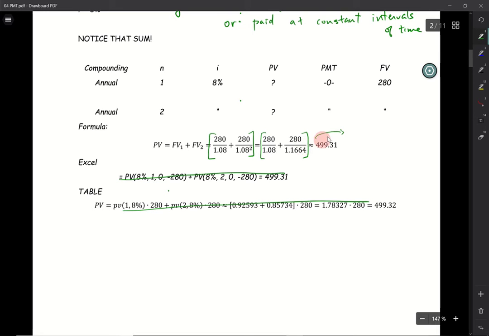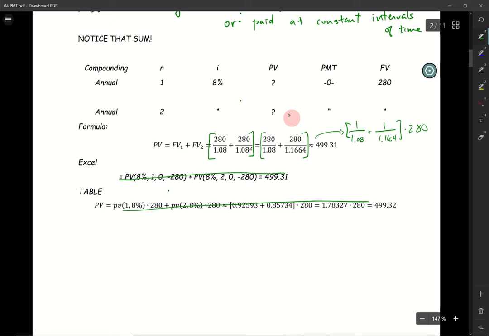There's a plus sign there. Or I could factor them out, right? Because what we did before, so we don't want to repeat what we did before, add them together, right? So here's a 280 in this piece. Here's a 280 in this piece, right? So we can factor it out. So what would that leave? That would leave 1 over 1.08 plus 1 over 1.1664 times 280.